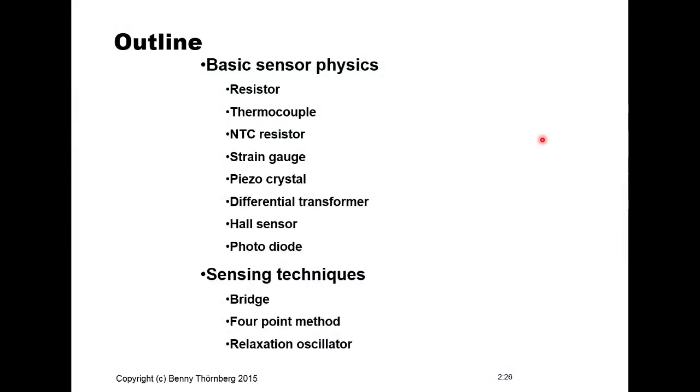The outline of my presentation today will be about basic sensor physics first of all, and different kinds of physical properties and how they can be measured. Resistors, thermocouple elements for measuring temperature, NTC resistor for measuring temperatures, strain gauge, piezo crystal, differential transformer, Hall sensor, photodiode, and then we come to the sensing techniques using bridge connected sensors, using the 4-point method, and using a relaxation oscillator.